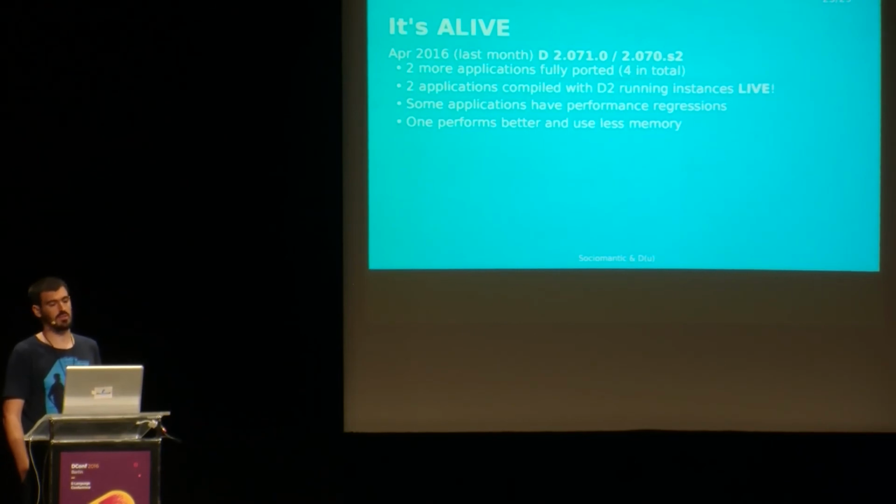The good news is one performed better and consumed less memory, so this shows us that it's not an inherent problem in D2, but probably this stuff that I mentioned with stomping arrays, probably with hidden allocations, with delegates also. So what we saw is some big memory usage increment in some applications and some others that were quite slower than in D1. But we have two applications that are running in D2 now.